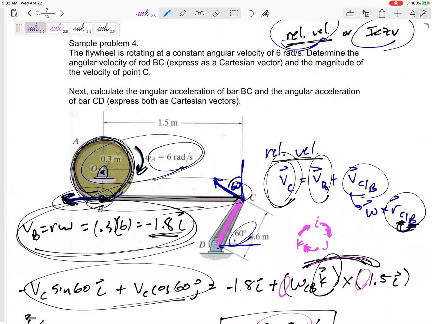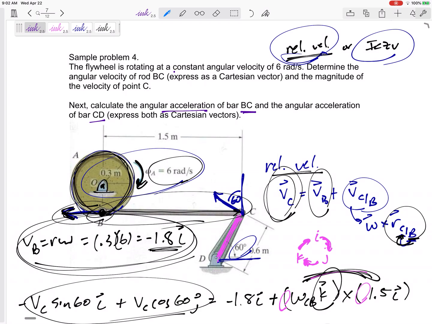All right, so we did that. Now we're going to calculate the angular acceleration of bar BC and the angular acceleration of bar CD. Now, we may have done this problem before, but it's good to redo it. I'm not sure if we've done this exact problem. This is rotating at a constant angular velocity of 6. So what does that make this alpha of A? 0. Makes that alpha of A 0.